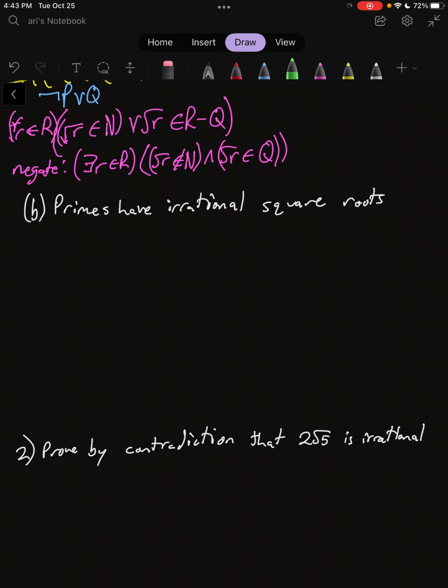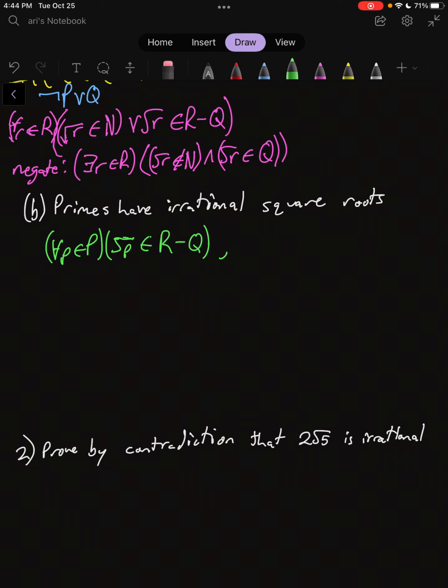Okay, so we're going to use the color green for part B. And this one's a little bit simpler, I think. Primes have irrational square roots. So, and we're not talking about just one prime. We're talking about all the primes. So for every P that's in the primes, we have irrational square roots. So the square root of P is irrational.